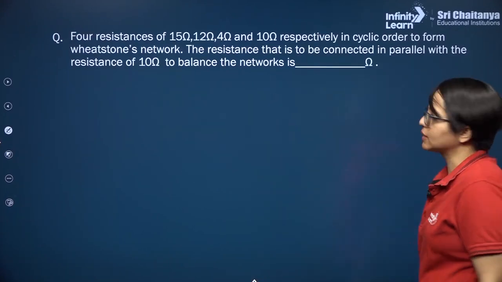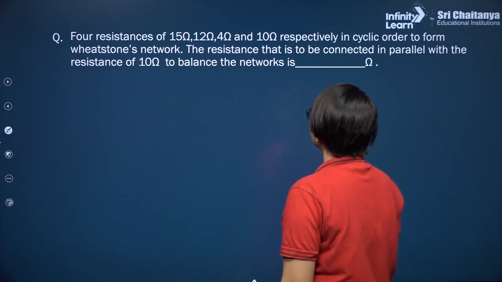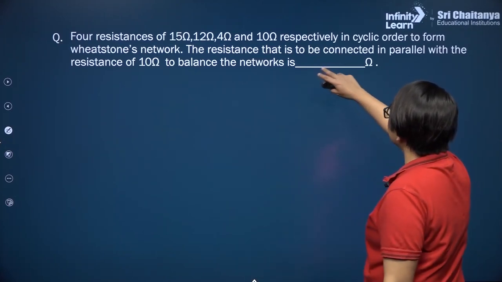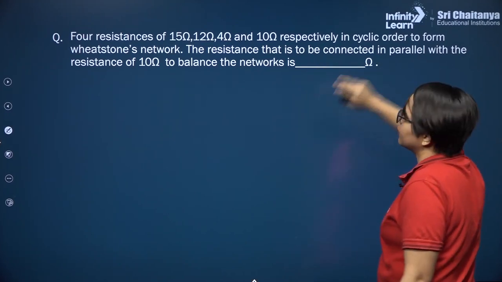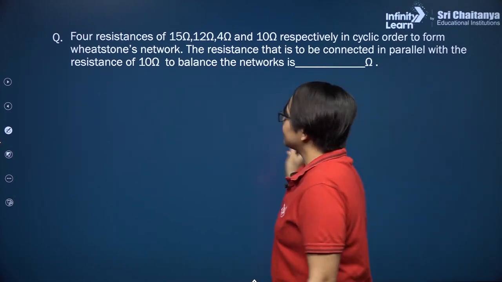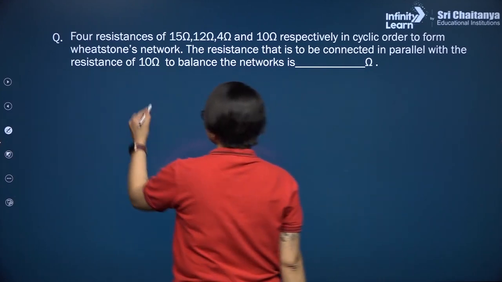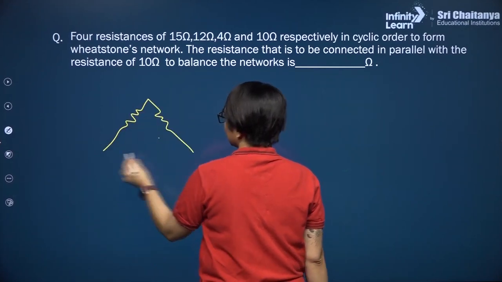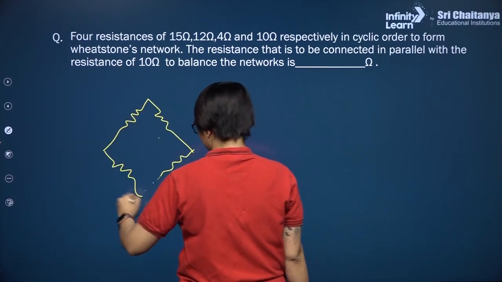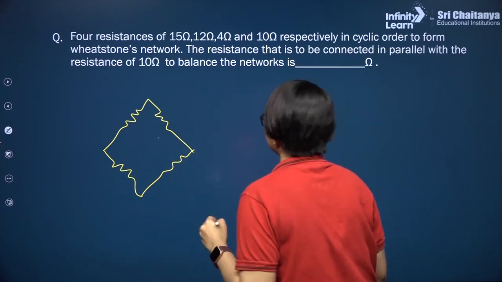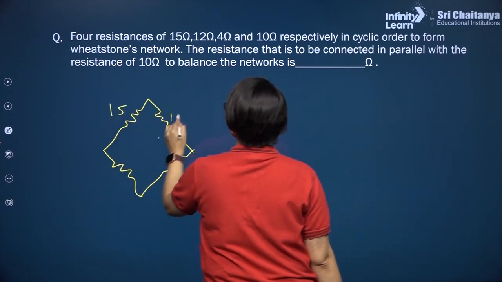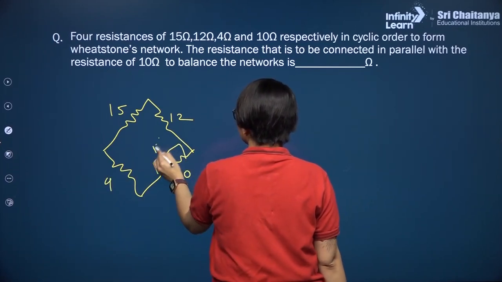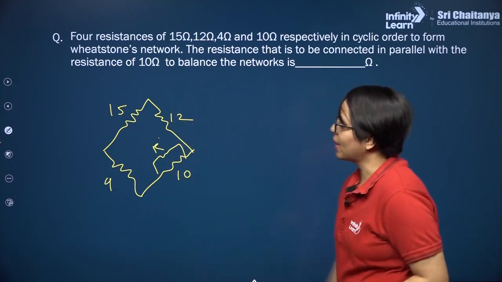Next is this one: 4 resistances 15, 12, 4 and 10 respectively in a cyclic order to form a Wheatstone network. The resistance that is to be connected in parallel with the resistance of 10 ohm to balance the network is. So, we have 4 resistances like this, 15, 12, 4 and 10, and we want to connect one resistance R in parallel so that it becomes a balanced Wheatstone bridge.